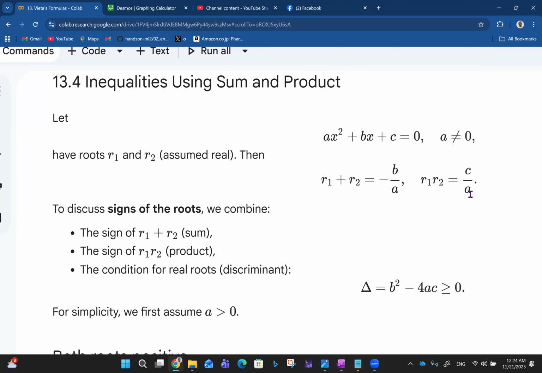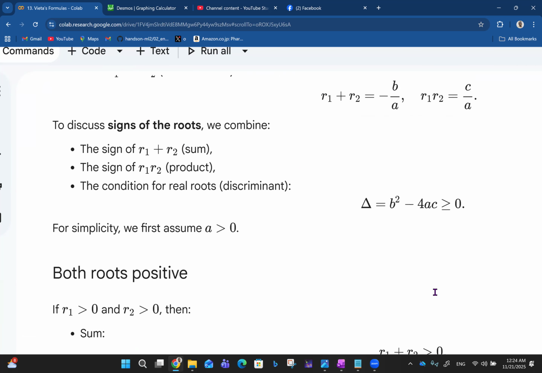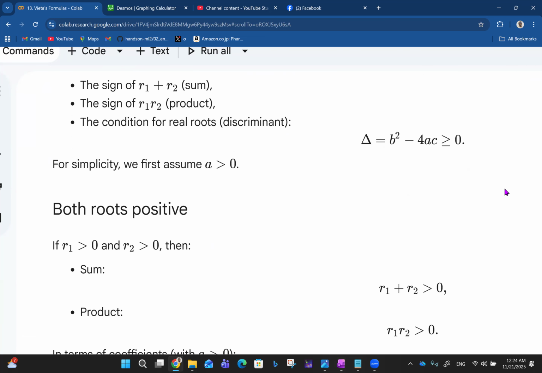We established that already. To discuss signs of the roots, we can combine the sign of R1 plus R2, which is the sum, the sign of R1 R2 for the product, and then the condition for real roots, that's the discriminant, right? And we say that the discriminant b squared minus 4ac is greater than or equal to 0 because we have assumed they are real. For simplicity, we assume that a is greater than 0, just to simplify. So that means a is positive. If a was negative, maybe it would be something else.